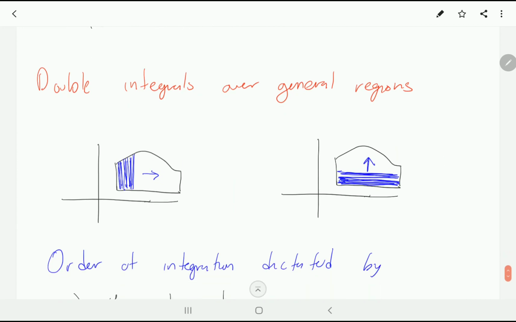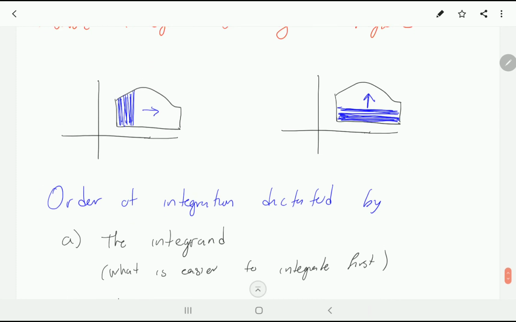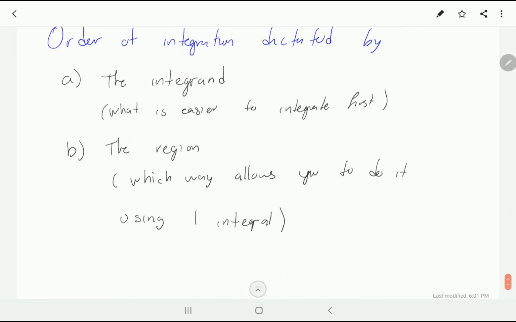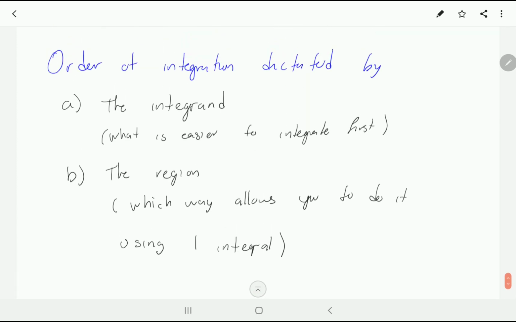Then double integrals over general regions, and order of integration basically tells you which way you're creating these stripes and how it's moving, either from left to right or from down to up. And other factors that also dictate the order of integration are the region and the integrand.